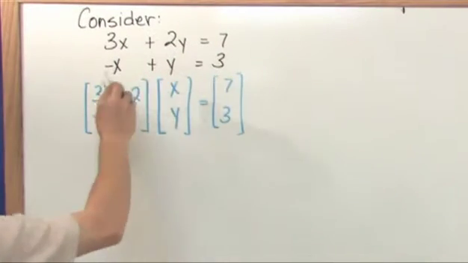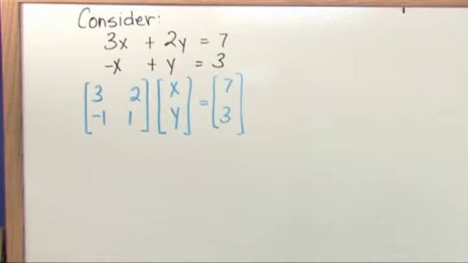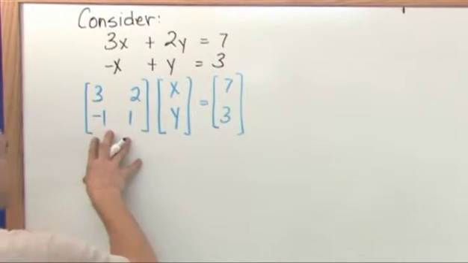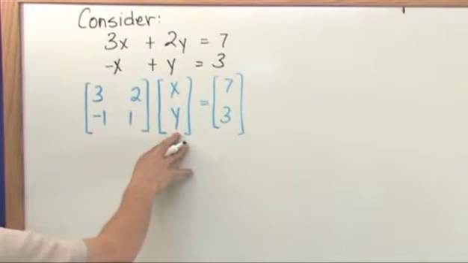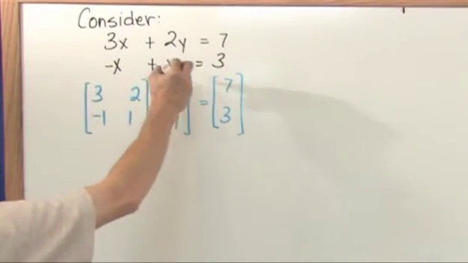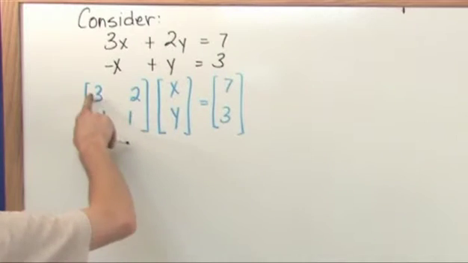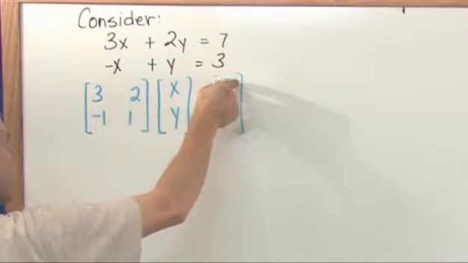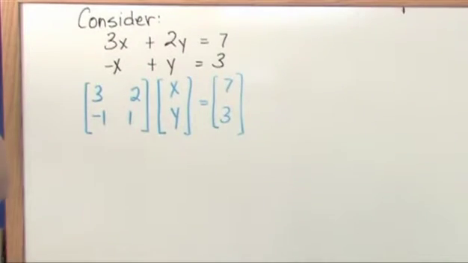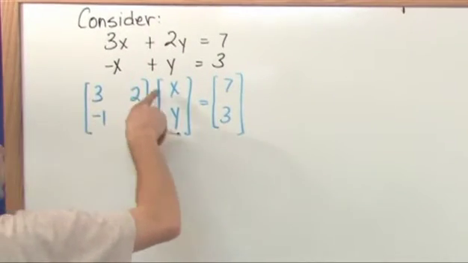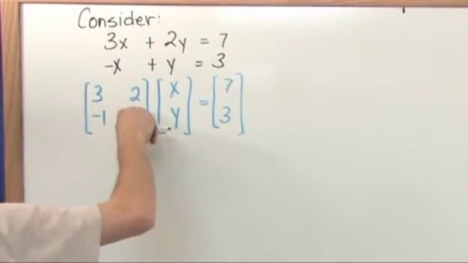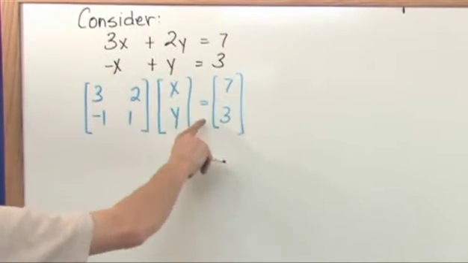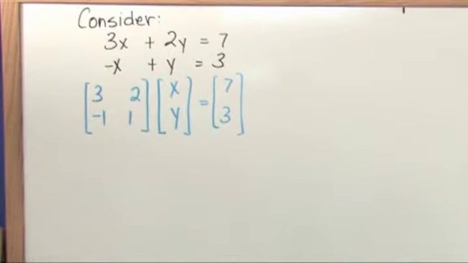Why is the matrix form equivalent to what's on the top? Because if you were to take this matrix and actually multiply it by this, you would go over and down, over and down. 3 times x gives you 3x, 2 times y gives you 2y, equals the top number, which is 7. You would move to the next row. Negative 1 times x, negative x, plus 1 times y gives you y, equals what's on the right-hand side. So it's truly a matrix representation of this system of equations.